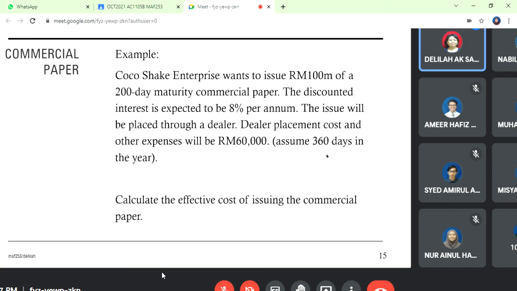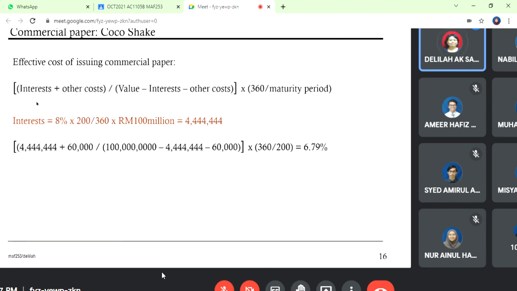So if we look at how to calculate the effective cost for commercial paper, you calculate the interest and all the other expenses, like dealer costs, administration costs, any other expenses related to the issue of the commercial paper yang dia kumpulkan under other. And then you divide it with the value of the commercial paper that you issue, 100 million in this example. Tolak interest, tolak other costs. This figure at the bottom here, value minus interest minus other costs, represents the amount received.